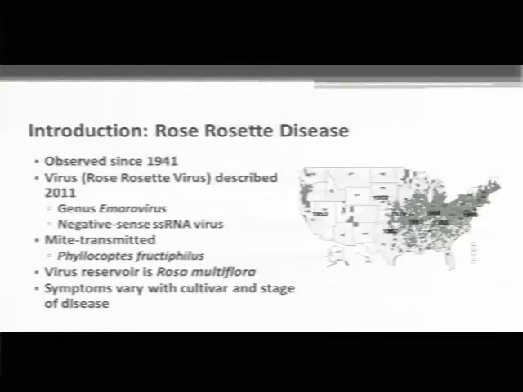Rosa multiflora is a non-native rose. It's actually highly invasive. It was planted heavily in the 1940s and 50s as a method of erosion control and as a living fence, and the planting of it was highly encouraged. Since then, we have discovered that it's very well adapted to parts of North America, and it's now considered a noxious weed in many parts of the country.